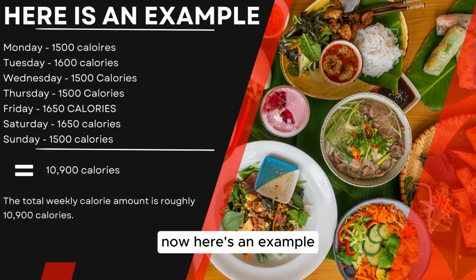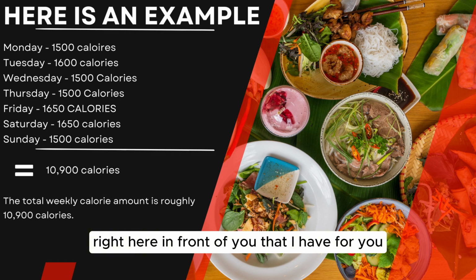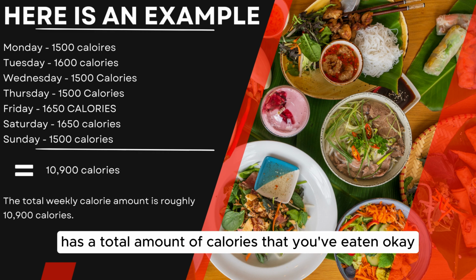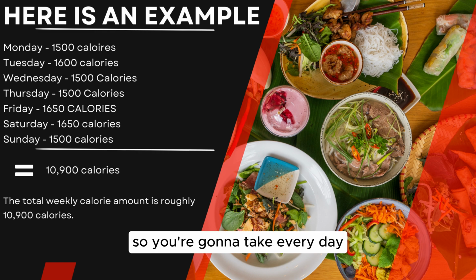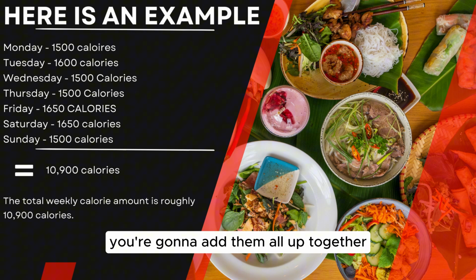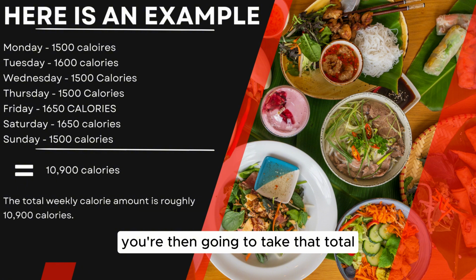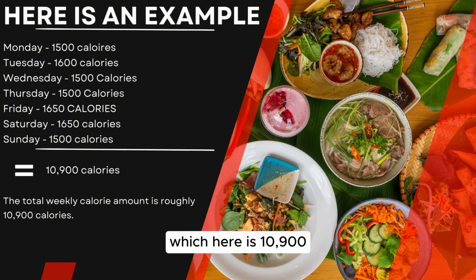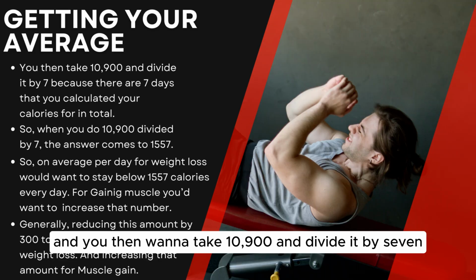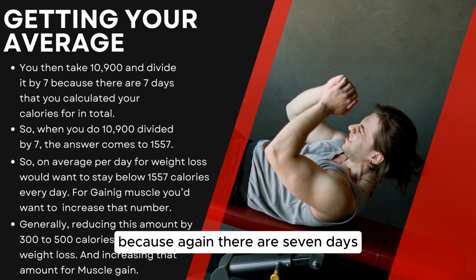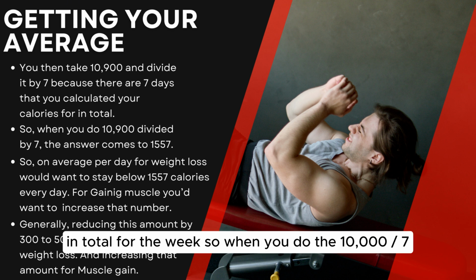Now, here's an example right here in front of you that I have for you. Every day has a total amount of calories that you've eaten, okay? So you're going to take every day, you're going to add them all up together over a 7-day period, and you're going to get a total weekly amount of calories. You're then going to take that total weekly amount of calories, which here is 10,900, and you then want to take 10,900 and divide it by 7, because again, there are 7 days that you're going to calculate for in total for the week.